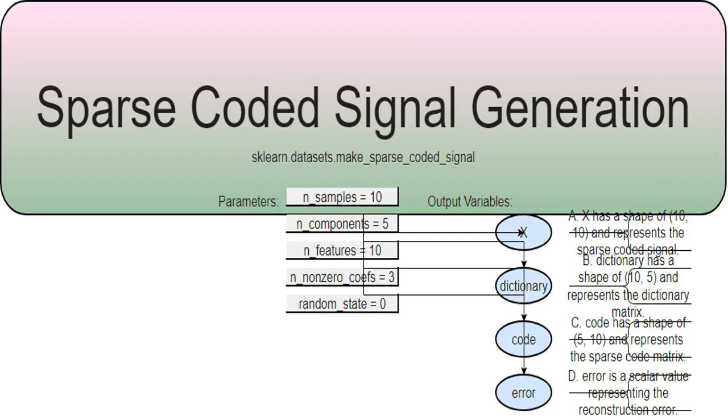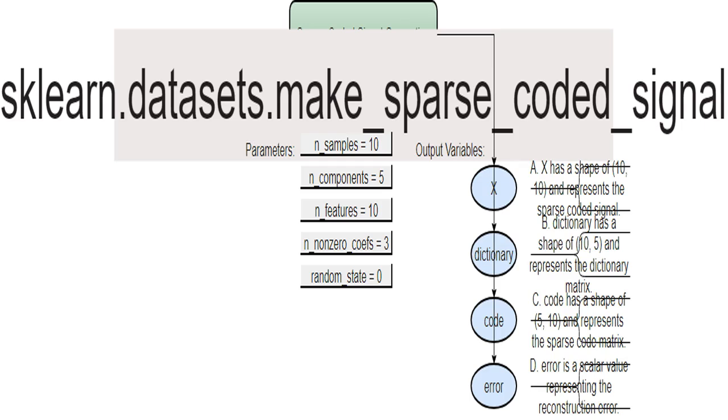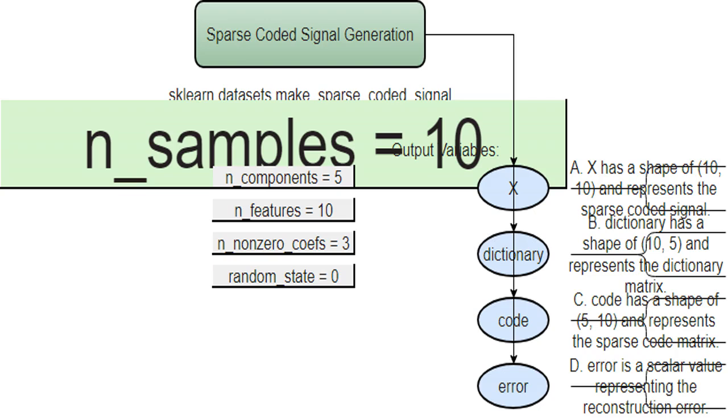This is the topic, generating a signal using a sparse coding technique. Think of it as expressing a complex signal using a few basic building blocks. This is the specific function from the Sklearn library that I use to do this. It's like a pre-built tool for the job. I'm creating 10 different signals. Think of each signal as a different song.